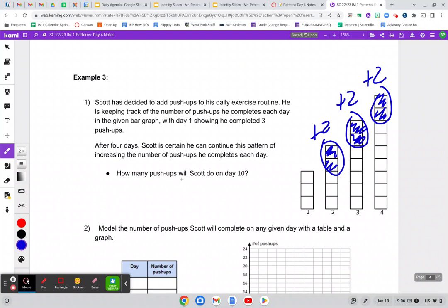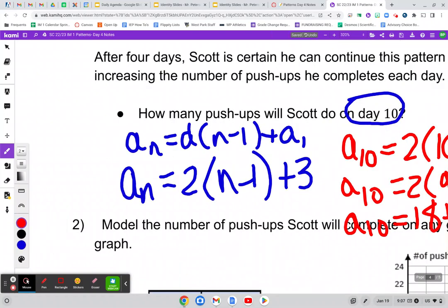So instead of drawing this thing out, when we ask how many push-ups can Scott do on day 10, I don't want you to draw out 10 more pictures. I don't want you to keep on adding 2. I want you to use the formula. So pause here, give it a shot, and when you unpause, the answer is going to magically appear. So pause now.